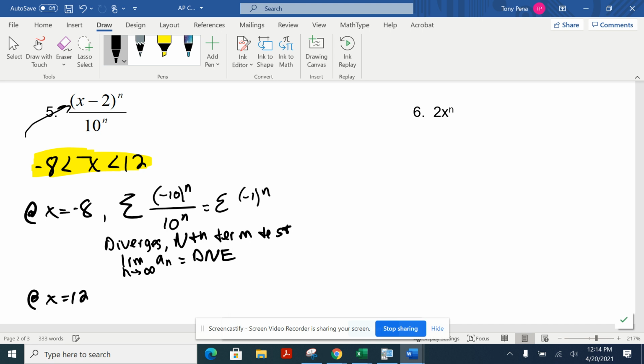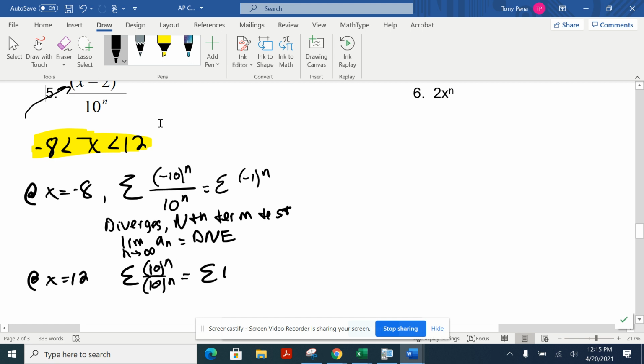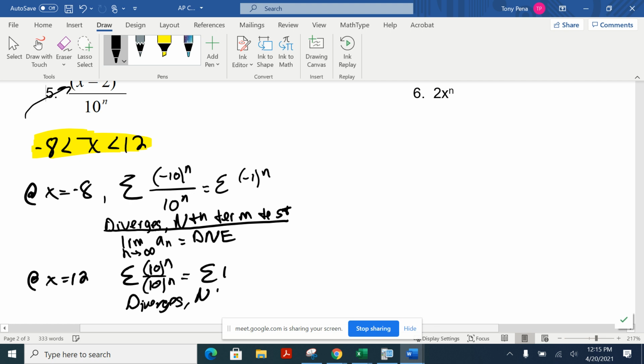So then the other one is the 12 to determine if this guy's going to work. So take your 12 and plug it in. That would give you a positive 10 to the n, over a 10 to the n. Well, that's just going to be the exact same value divided by itself. So that term's going to simplify to be a 1. For almost the exact same reason, the exact same test, this still diverges because of the nth term test.